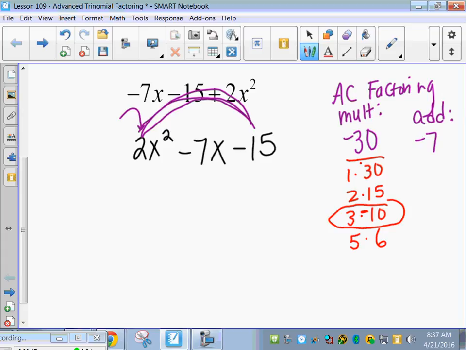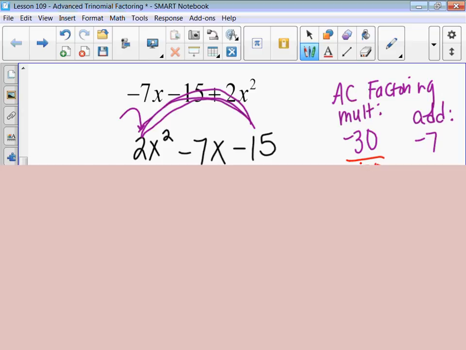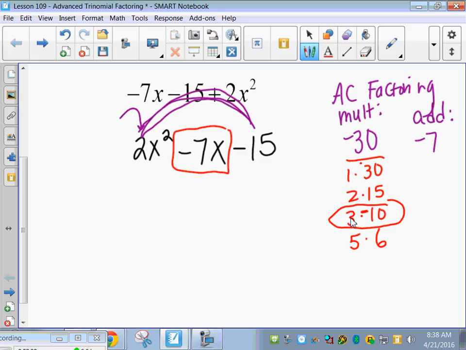Now we rewrite it as 4 terms, and we're really good at factoring by 4 terms. We've done a ton of those. So instead of writing our middle term, we replace that middle term with these two terms. I rewrite 2x squared, and it does not matter what order you do these in. You can do it in either order. So I'm going to do plus 3x and minus 10x. My two numbers go here with x's on them, and then minus 15, that same number at the end. Notice this still equals negative 7x, so I'm not changing the value.